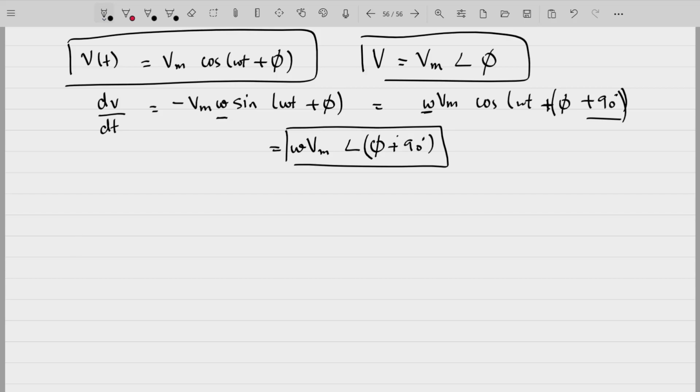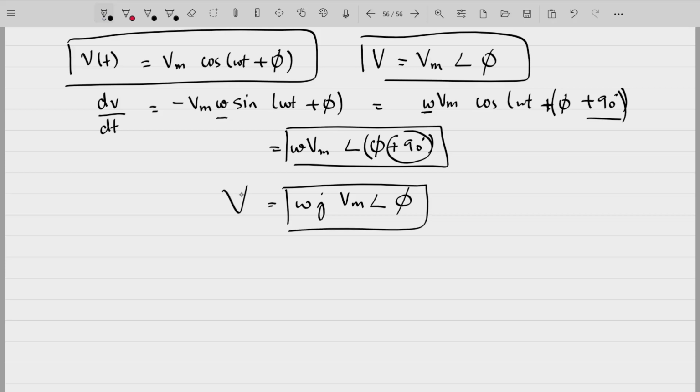This plus 90 degrees we can also represent by j, the complex number: omega j Vm angle phi. So this is your new phasor representation. The original phasor representation was Vm angle phi. You cannot differentiate a complex number, so what we have done is differentiate the sinusoidal form and find the new phasor quantity. So the new phasor form is this. This is your V dash, which I'll write here. V dash is the differential form of your original phasor.